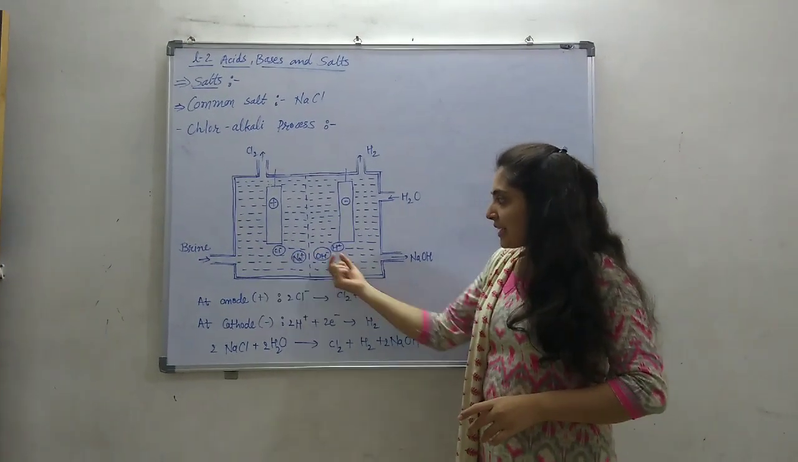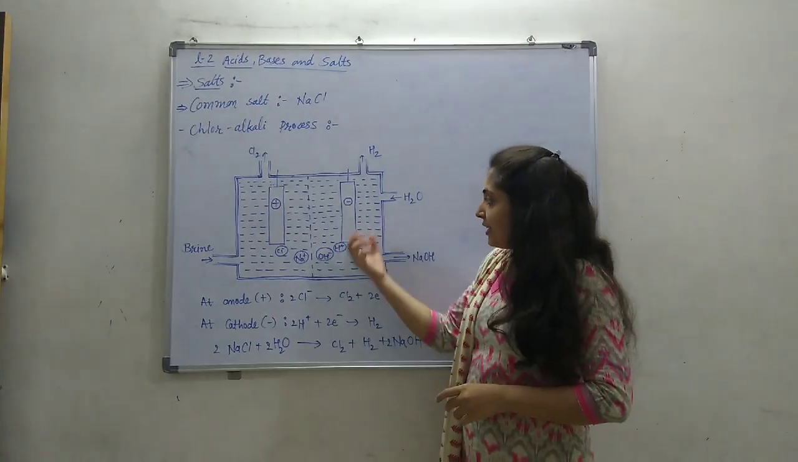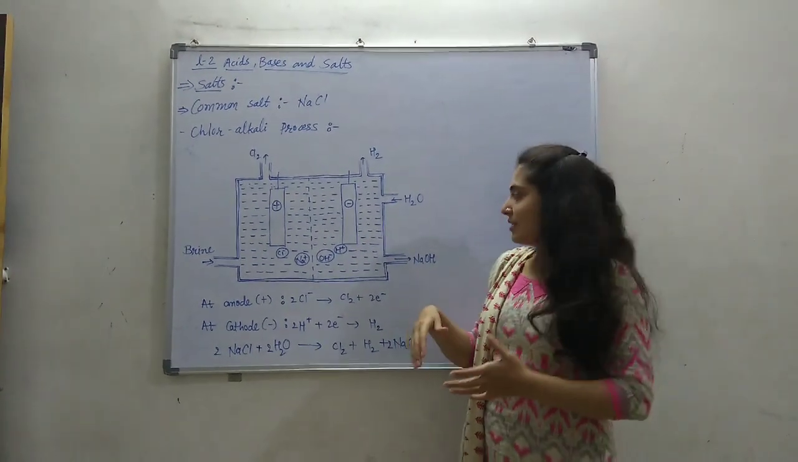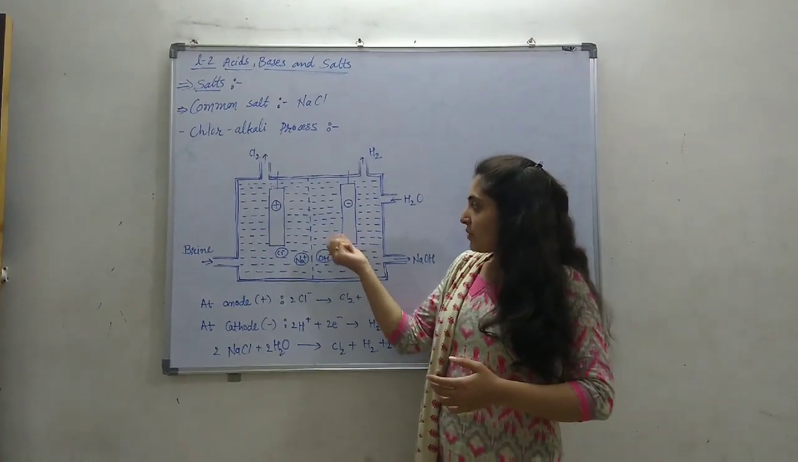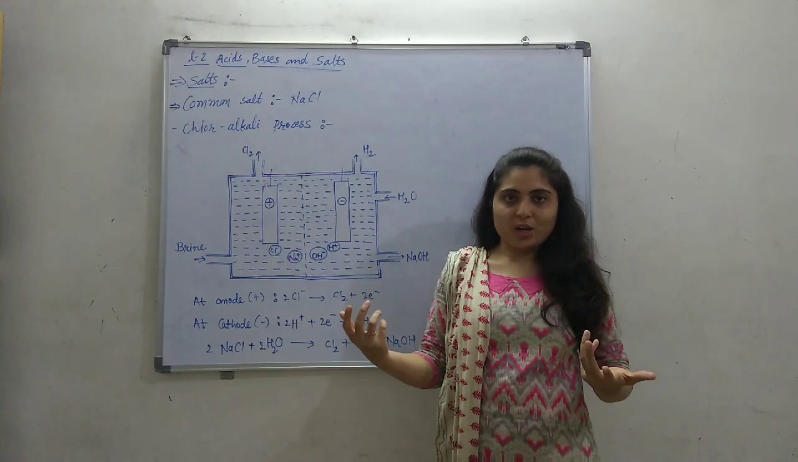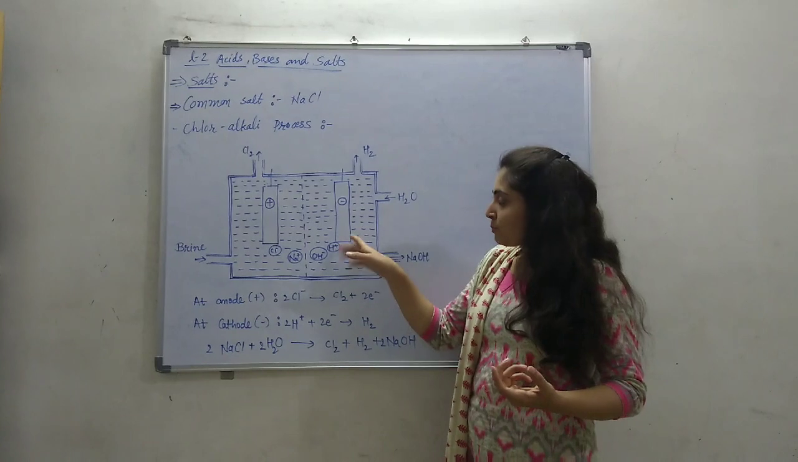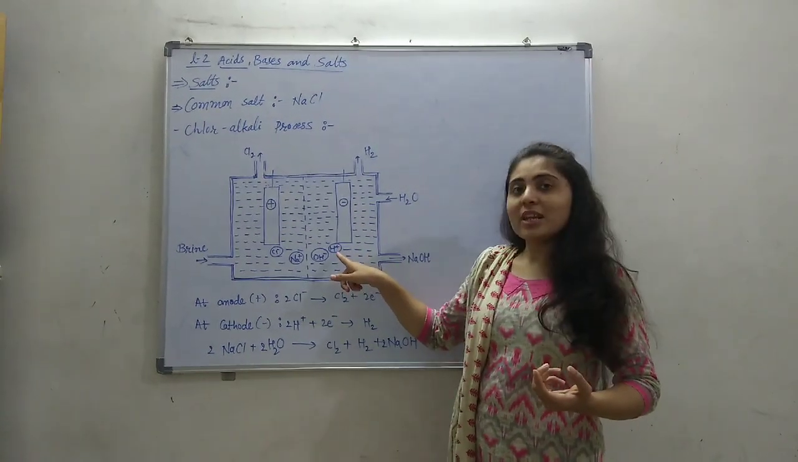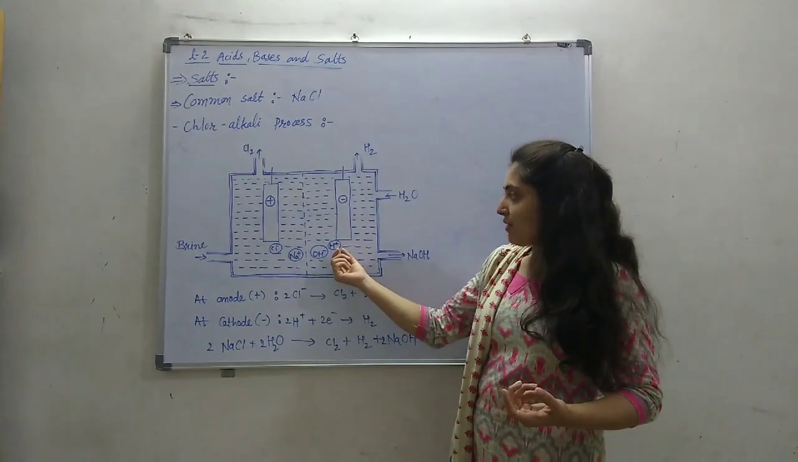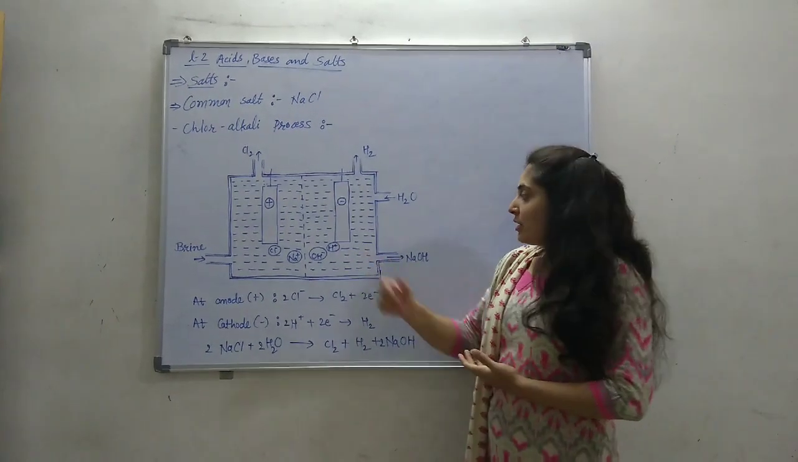Now the Na+ positive ion is attracted towards the negative electrode. As water is inside the solution, this water, due to the effect of the electrode, will dissociate into H+ and OH-. So the water molecule dissociates into H+ and OH-. H+, a positive ion, is attracted towards the negative electrode. So H+ will accumulate here.